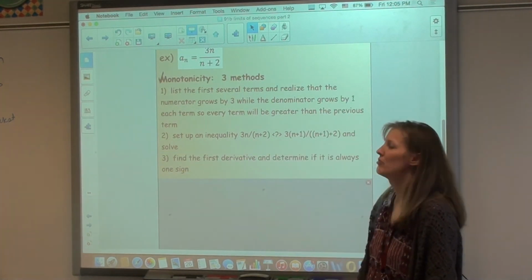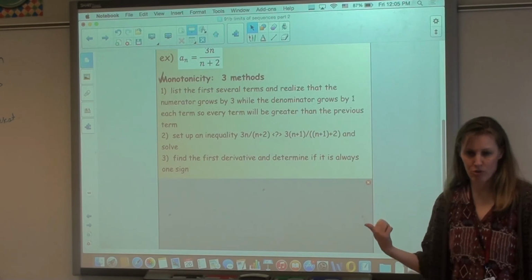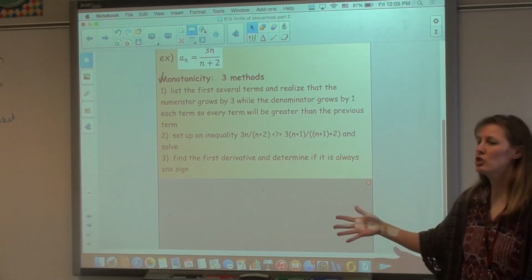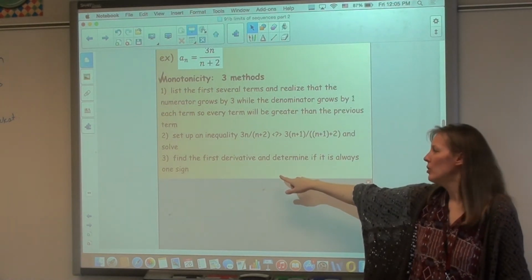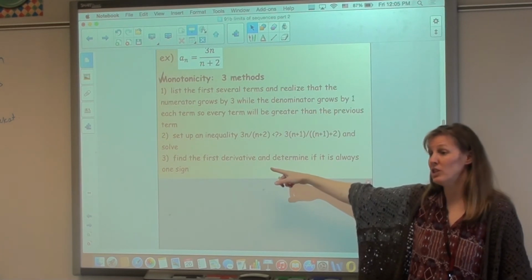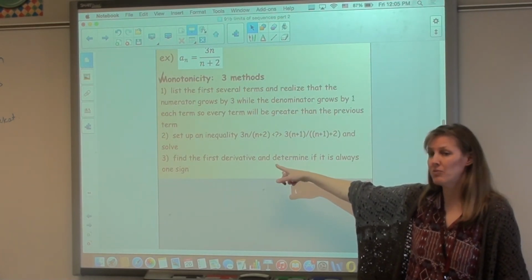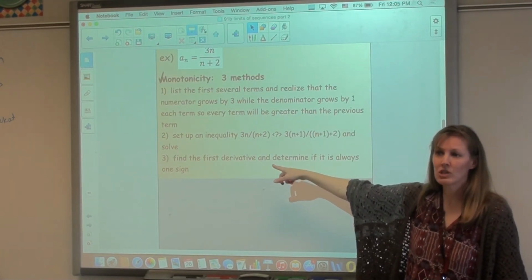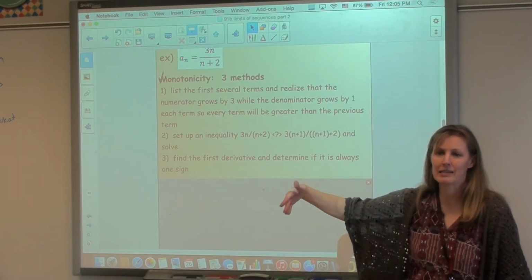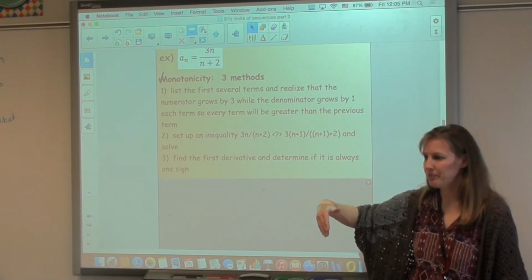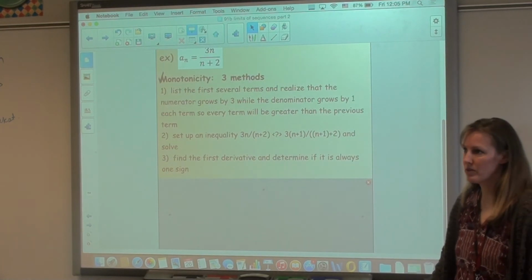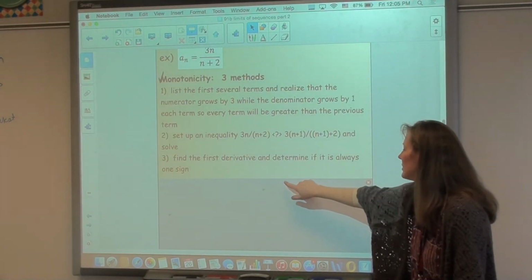The last way to prove monotonicity, which is my go-to, I always start by just listing the terms, right? But if you're unsure, this is my way to go, which is just find the first derivative, make a sign line, right? That's how you do it for regular functions. So it's the same for sequences. Just be careful to make sure that you only are thinking about your input being positive integers. So if the first derivative is always one sign, then the sequence is monotonic. All right, so yes, it's monotonic.